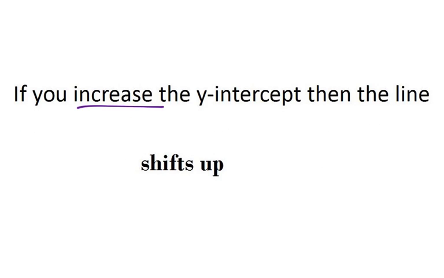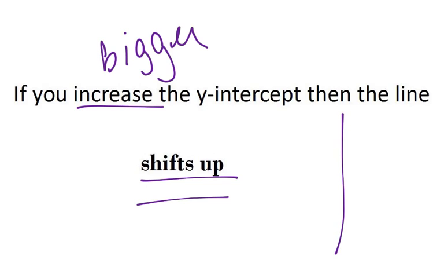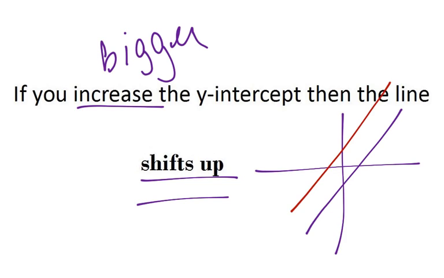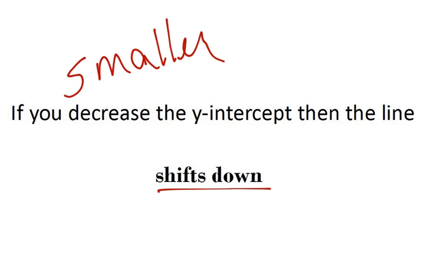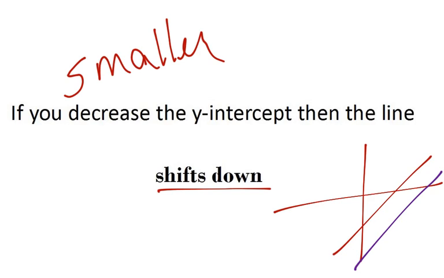If you increase the y-intercept, once again, increase is when you make it bigger, this is going to take the line and make it shift up. So you have a line and you increase the y-intercept and the whole thing just moves up. This was my first y-intercept. This is my second one. It got bigger. I increased it. If you decrease it or make it smaller, then the line is going to shift down. So if you start with this and you make the y-intercept smaller, the whole line just moves down. We went from this y-intercept to this y-intercept.